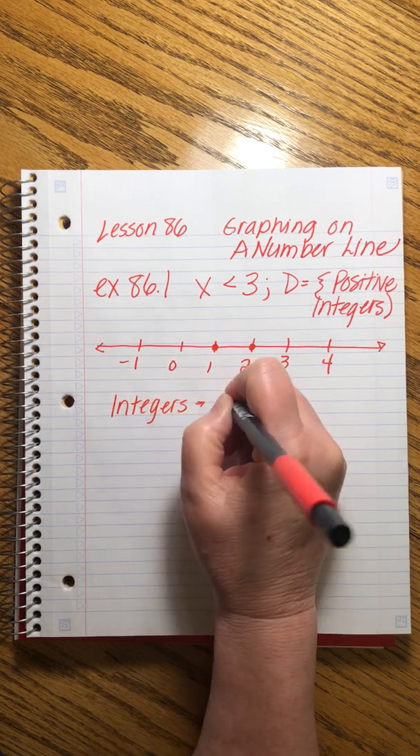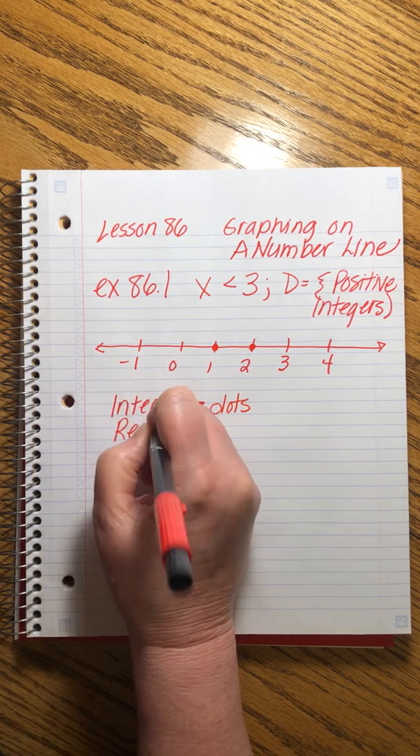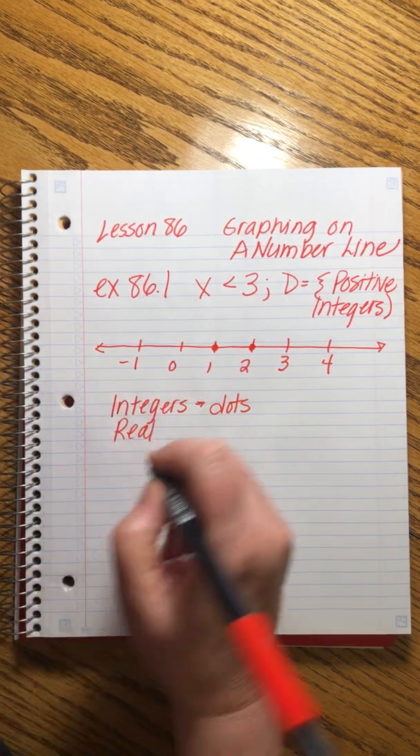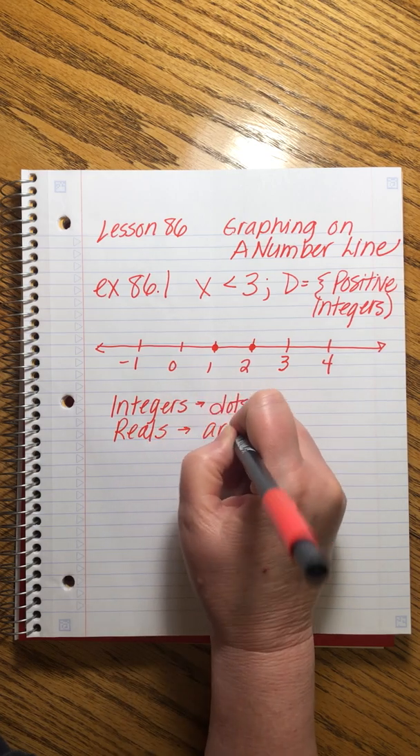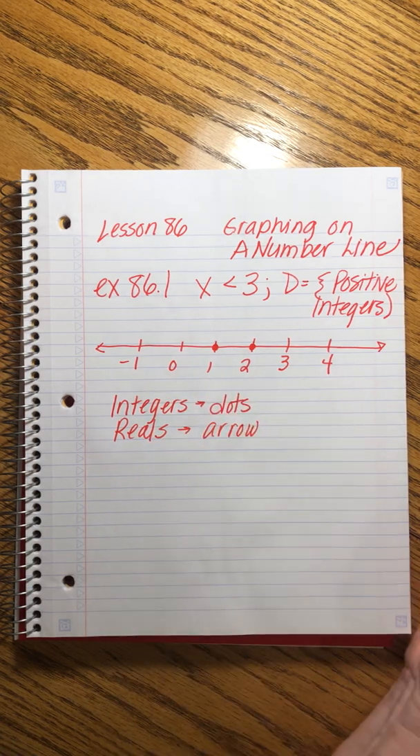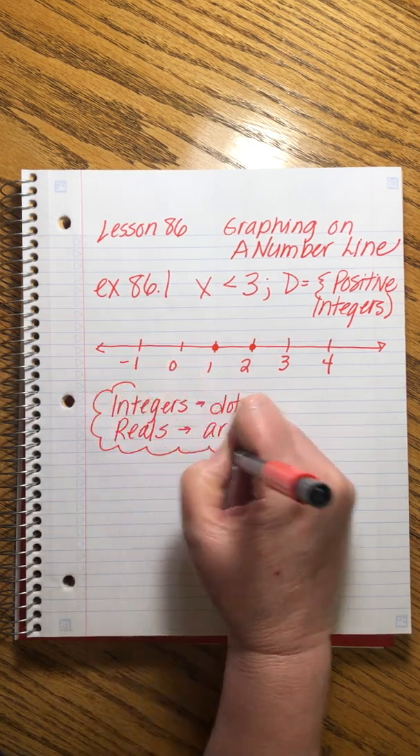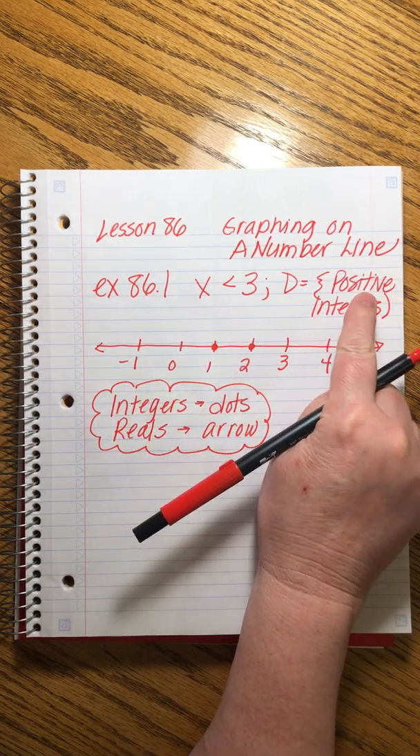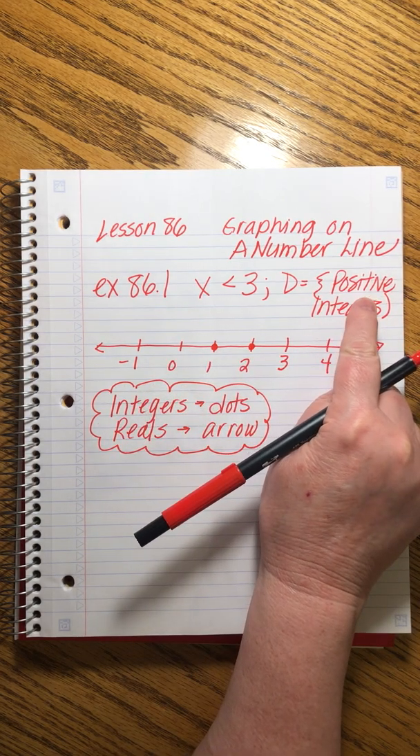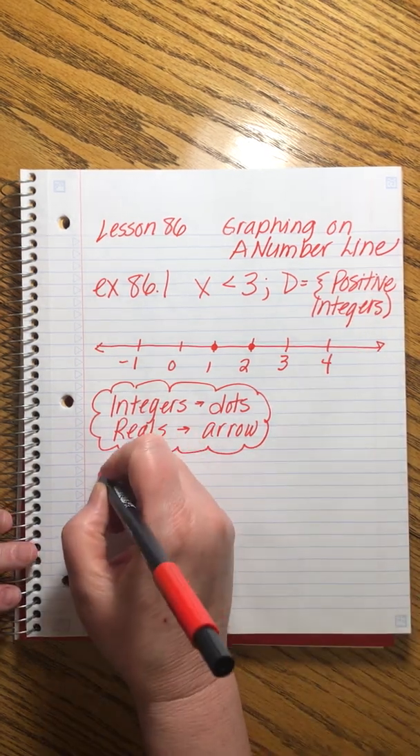So when we hear the word integers, in terms of graphing, we think dots. When we hear the real numbers, I'm just going to call them the reals, we think of the arrows. Those are the two different ways that we can reflect the domain. John sometimes likes to play this game of saying, okay, only positive integers. Okay, only negative integers. So we just have to think carefully.